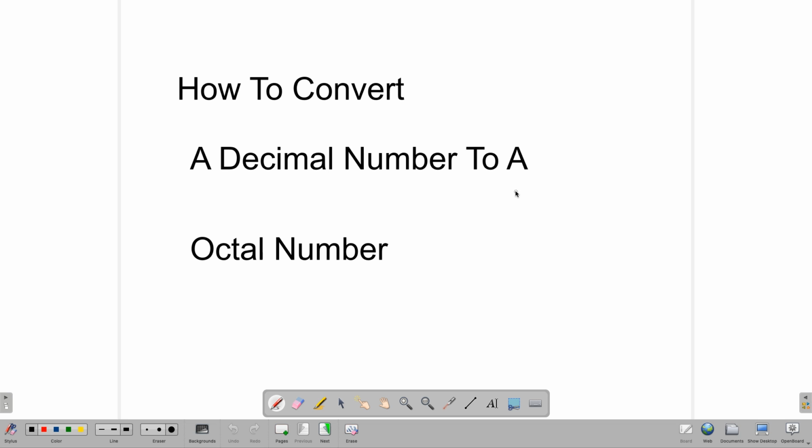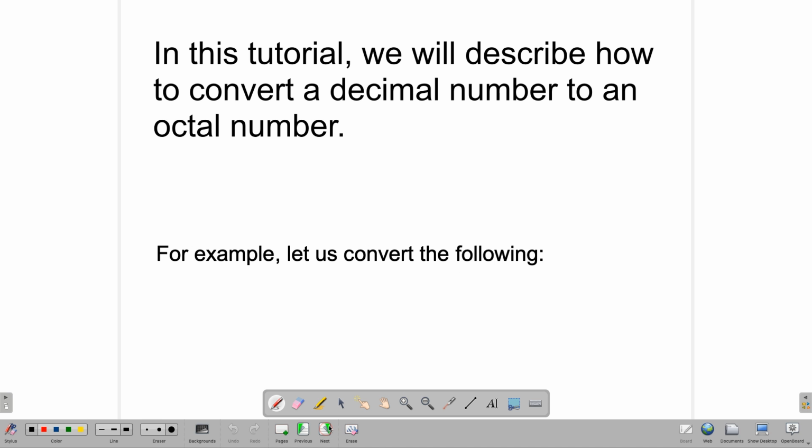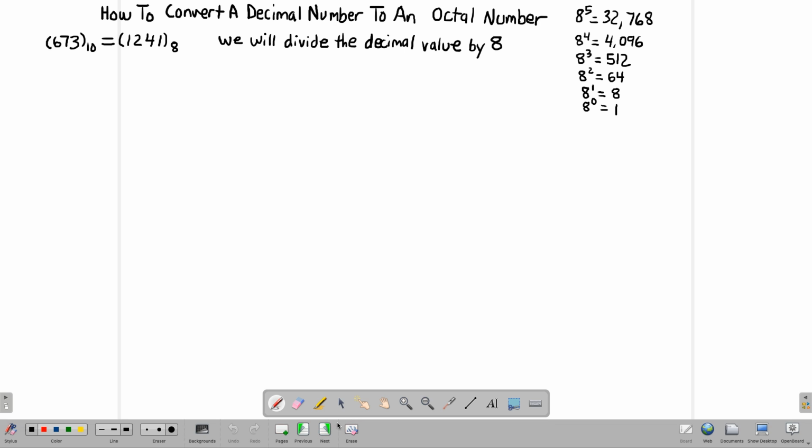How to convert a decimal number to an octal number. In this tutorial, we will describe how to convert a decimal number to an octal number. For example, let us convert the following. So we are going to convert a decimal number to an octal number.